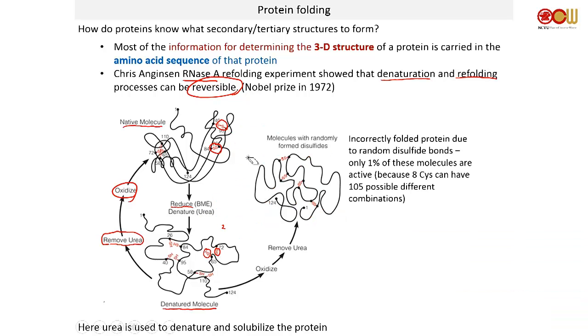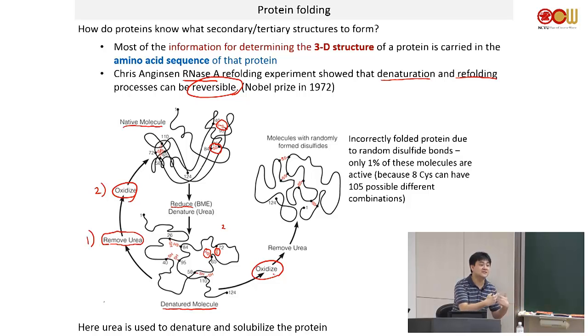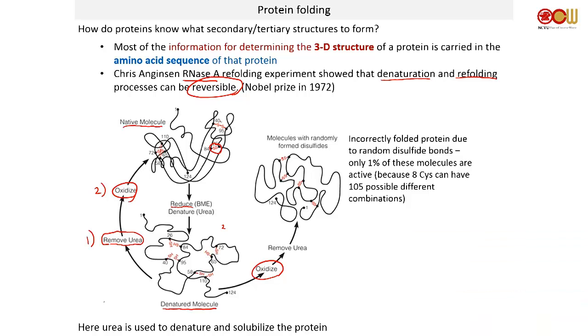What they noticed was, what if instead of removing urea first, we do the oxidation first? So here, step 1, remove urea. Step 2, oxidize. What if we reverse that? We do oxidation first and then remove the urea, right? If you do the oxidation first, you're going to cause disulfide bond formation between random cysteines, okay? Why is that? Let's say originally you're supposed to have cysteine 40 and cysteine 95 form a disulfide bond.